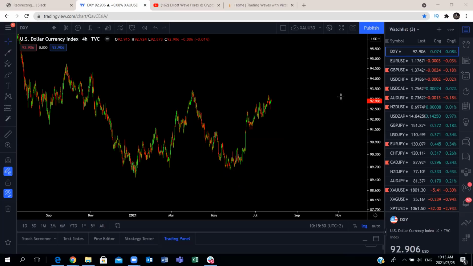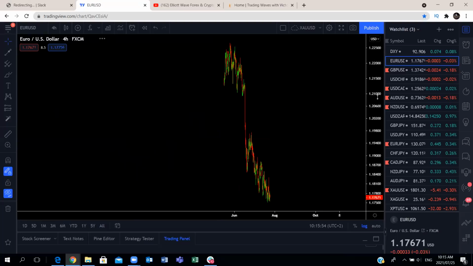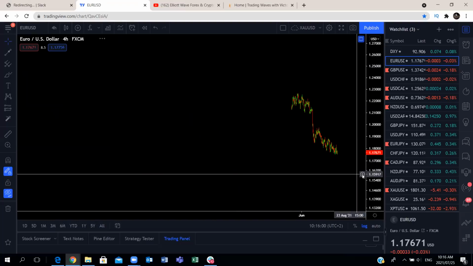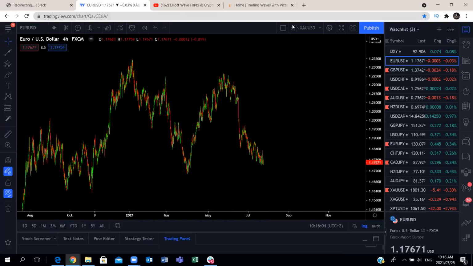Obviously, if we're expecting a pullback on the DXY, we'll expect the similar on Euro US dollar. It's an inverse. Let's have a look at Euro US dollar on the 4-hour. So Euro US dollar, you can see the exact same structure here. We've got three waves to the downside, 1, 2, 3, three waves to the upside, 1, 2, 3, and we've got this one, do we get a pullback here similar to what we're expecting on the DXY?